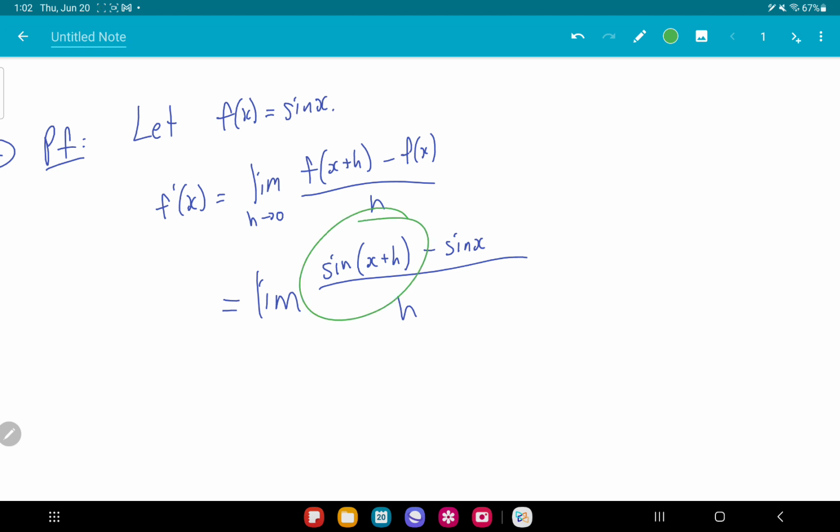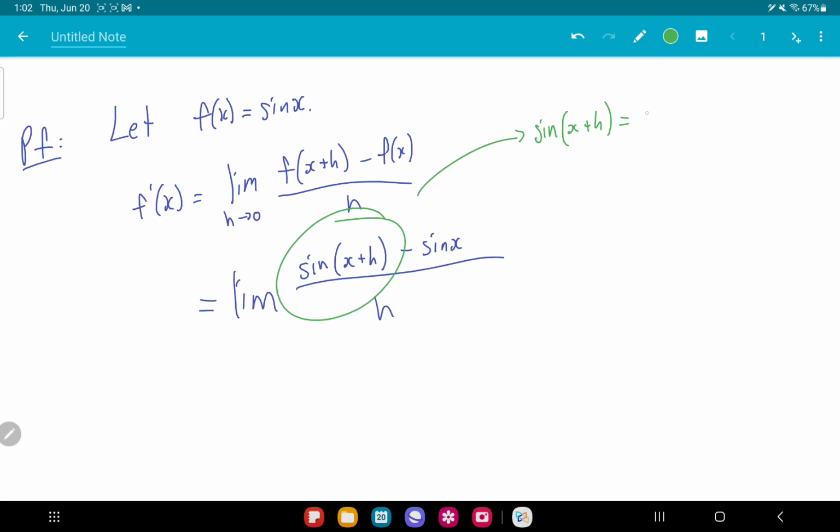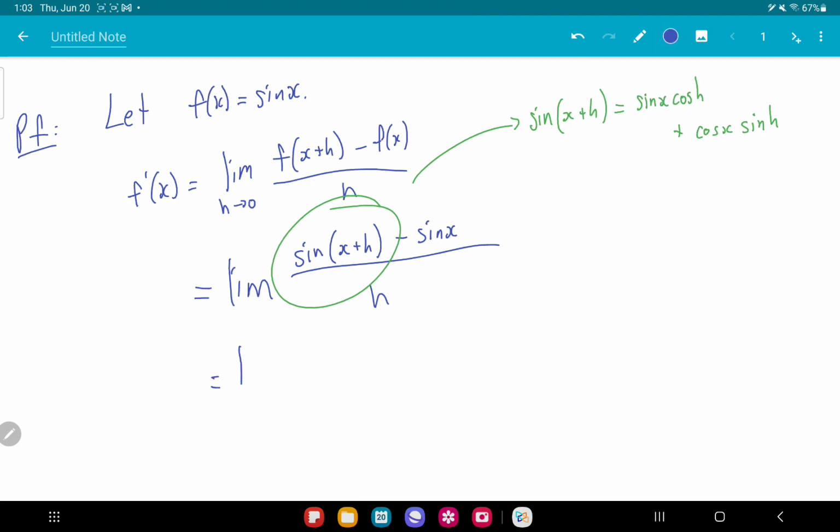Well, this is sine of a sum of two angles. There's a formula, a trig identity, if you will. This is something we don't typically have you memorize, but you can if you want. So this is sine x cos h plus the other way around, cos x sine h. So I'll use that formula to get something more palatable.